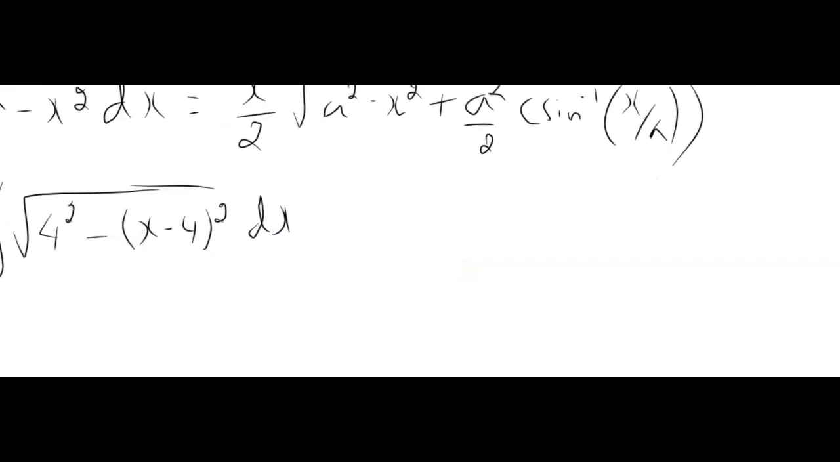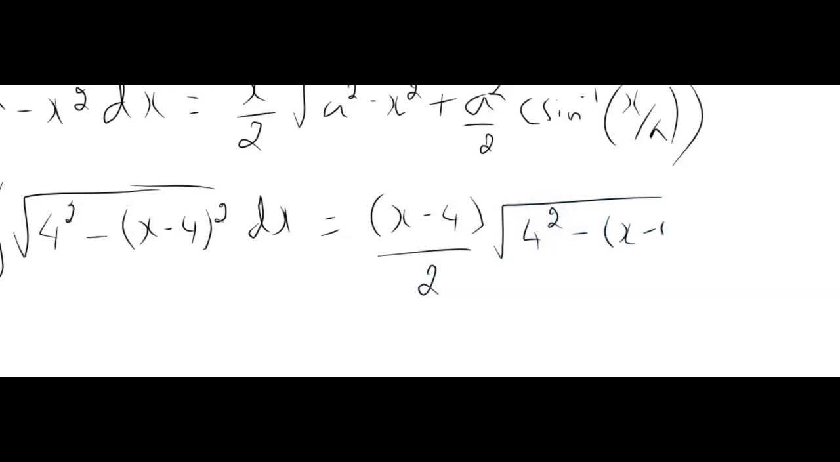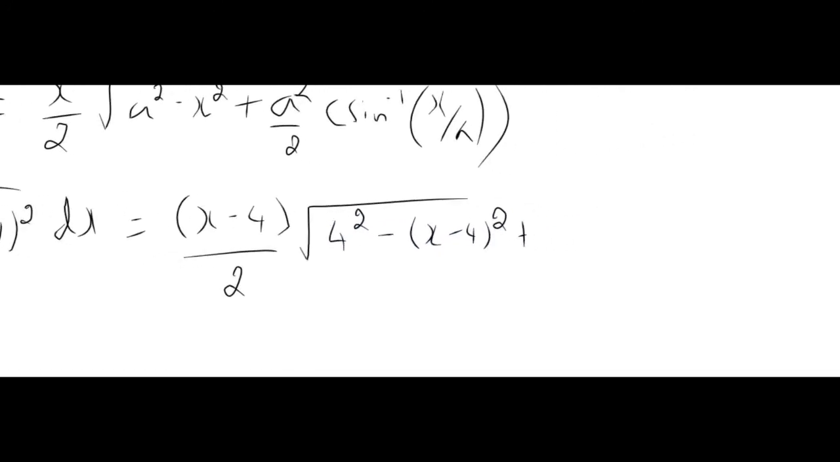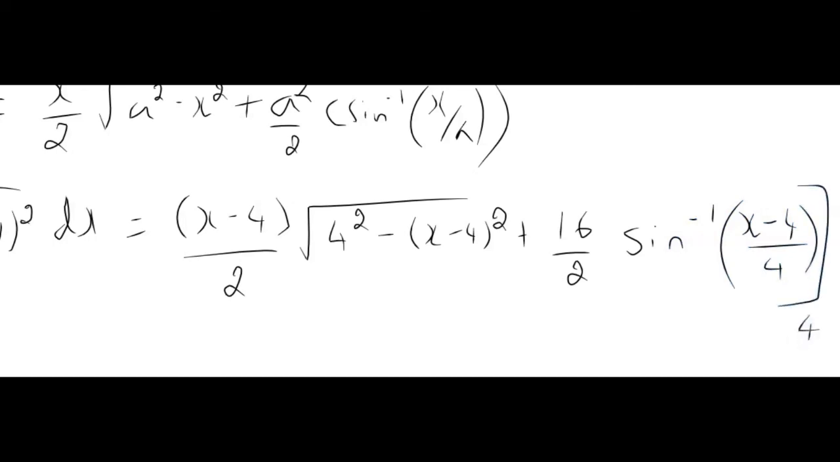When I integrate this, I can simply write it as x by 2, in the place of x, I'll put x minus 4 by 2 square root of, in the place of a, I have 4, so that is now going to be 4 squared minus x minus 4 the whole square, plus a squared by 2, where a is 4. So that is going to be 16 by 2 sine inverse of x minus 4 by 4, between the limits 4 to 8.